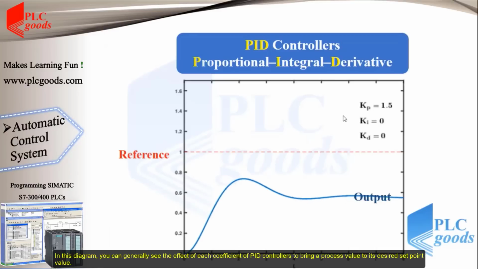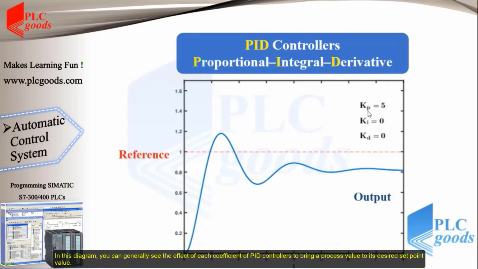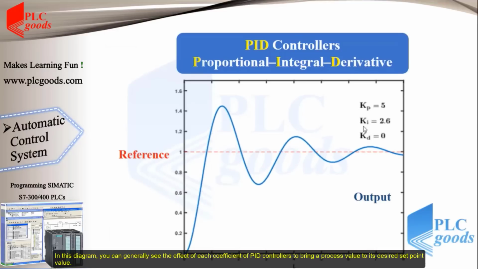In this diagram, you can generally see the effect of each coefficient of PID controllers to bring a process value to its desired setpoint value.